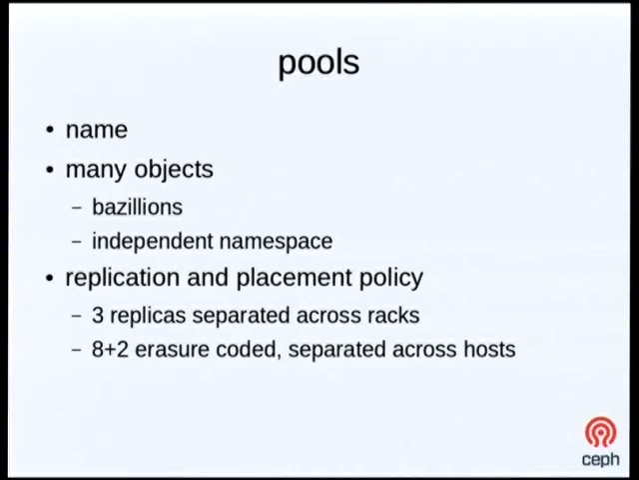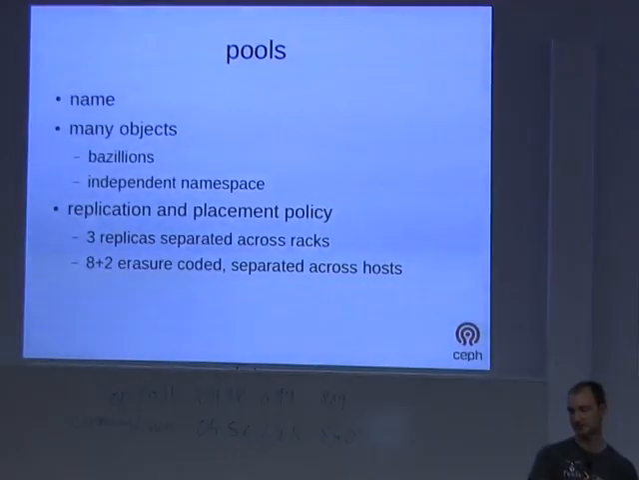You can name your pools whatever you want. But the main thing is that pools have some basic properties associated with them. That's the replication and data placement policy. So you might say that this particular pool has 3 replicas and it's distributed across different racks in my cluster. This other pool only has 2 replicas distributed across these hosts. And maybe this other pool is stored using erasure coding separated across hosts using this particular scheme or whatever.